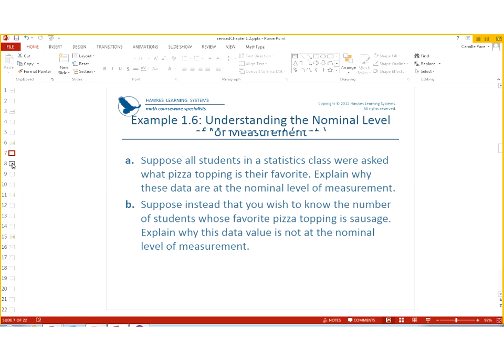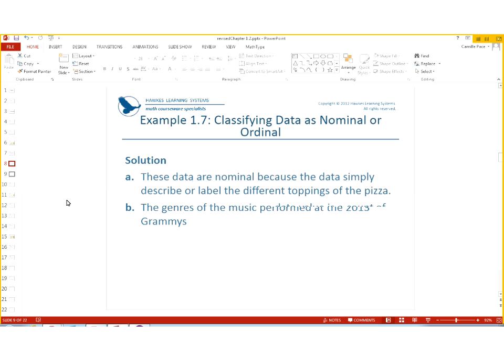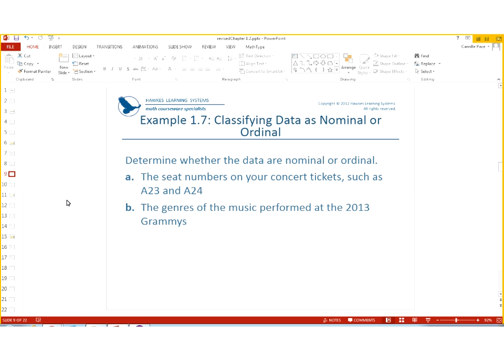Okay. So let's determine if it's nominal or ordinal. The seat numbers on your concert tickets, such as A23 and A24. Well, this one is ordinal because of the order that it's given. While the order might not be important to you, it's order because they're saying, okay, maybe those are in the front of the auditorium as opposed to the back. So there's order to these, so it's an ordinal type of data. Okay.